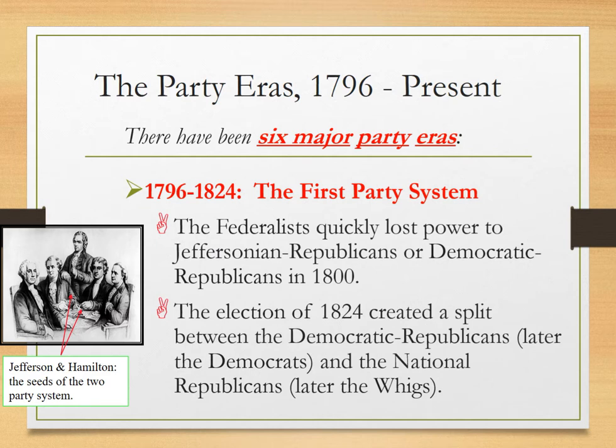Then the election of 1824 created a split between the Democratic Republicans, later the Democrats, and the National Republicans, later the Whigs. The Democratic Party and the Whig Party arose out of the Whigs snubbing Andrew Jackson in the election of 1824. Andrew Jackson, in fact, led a revolt because he felt that the Whigs were not giving due regard to his candidacy for president of the United States, and he led a resistance movement against the Whigs in that regard.